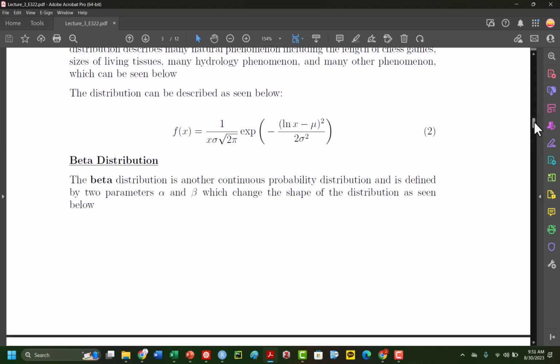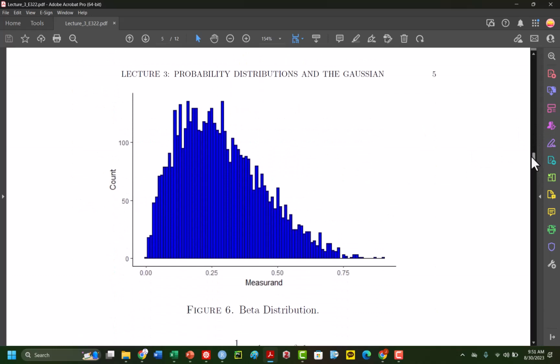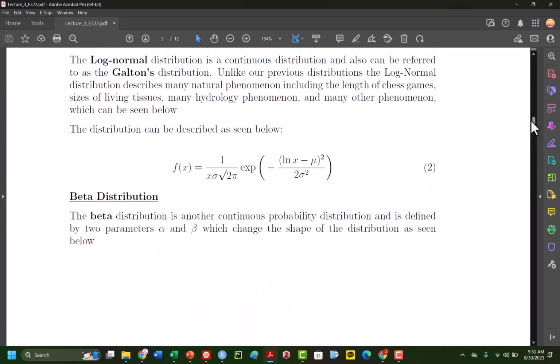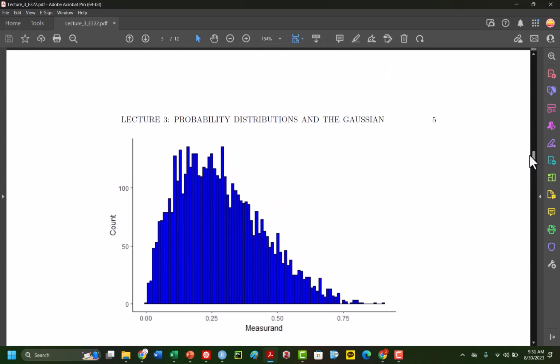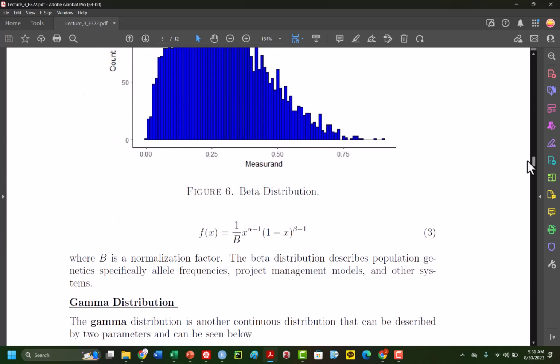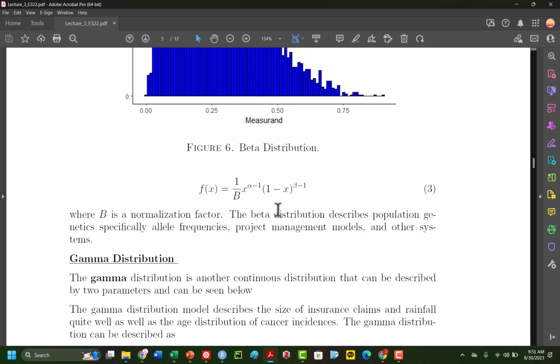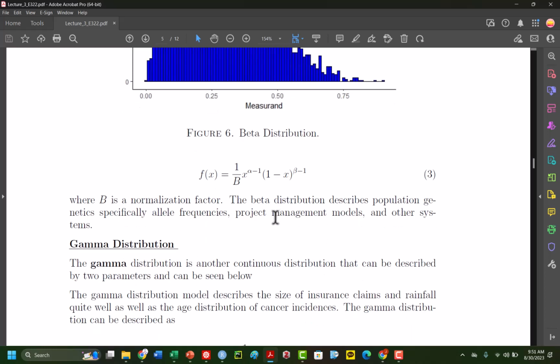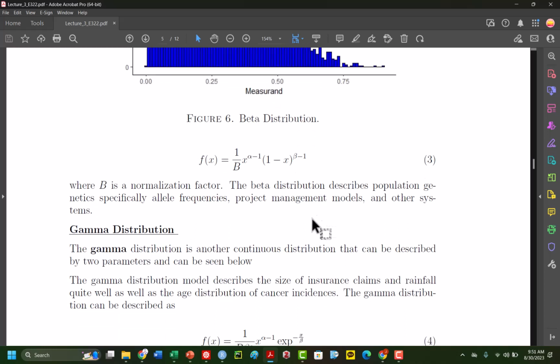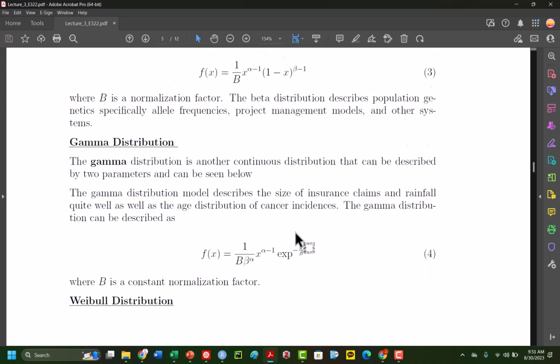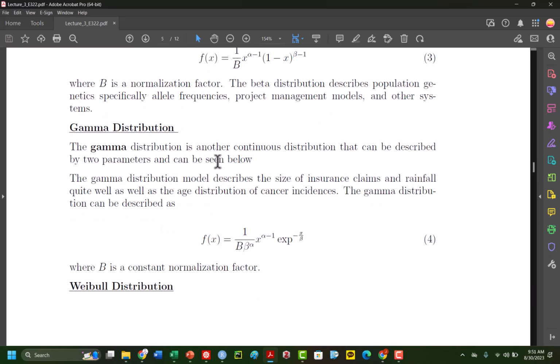You can have a beta distribution. So we can see a beta distribution here. And again, those are described by two parameters, alpha and beta, as the name implies, to see the difference there. These are very good for allele frequencies and project management models. Again, you have to see what is the appropriate distribution that you expect from your data, but also what is your data, and then what is the best distribution to fit. And we'll be getting into that in lecture 10 in terms of fitting and how we determine best fit and all those other great things.